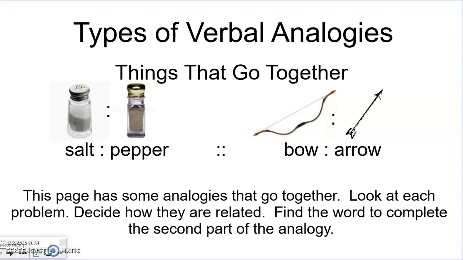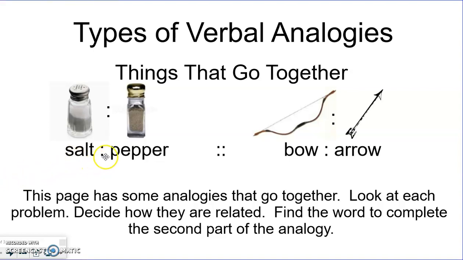Let's take a look at verbal analogies. Verbal analogies are analogies that have words. The first type of verbal analogy we're going to look at is things that go together. Take a look at the example you see.